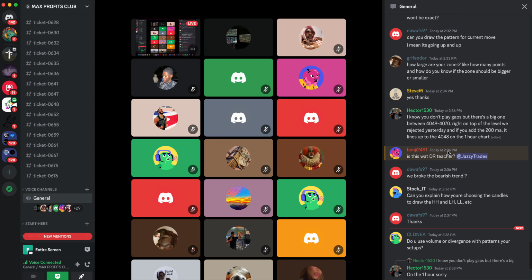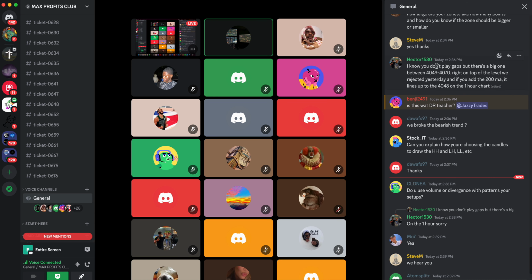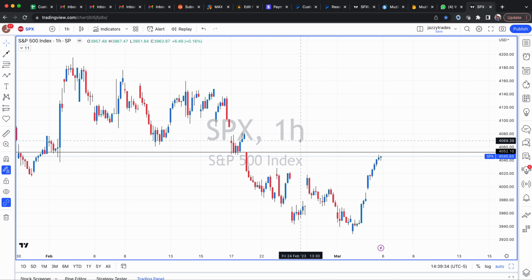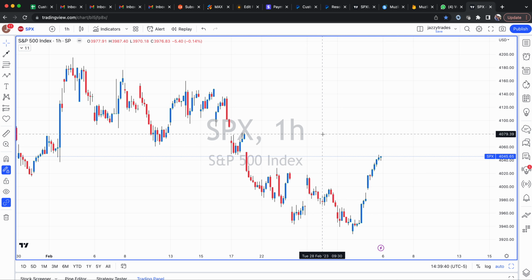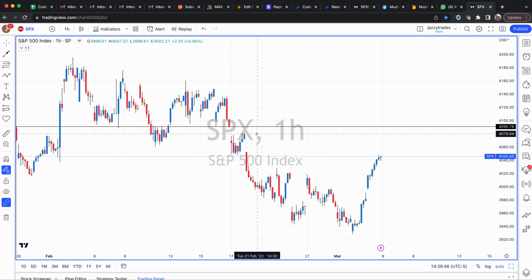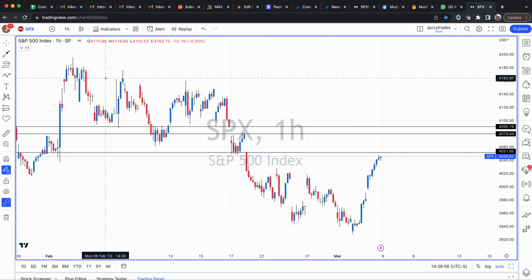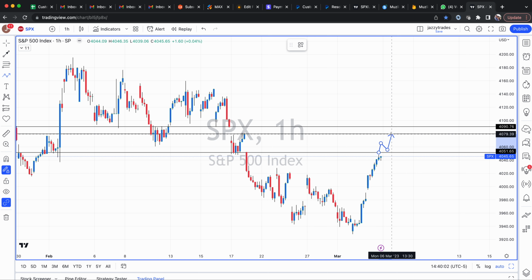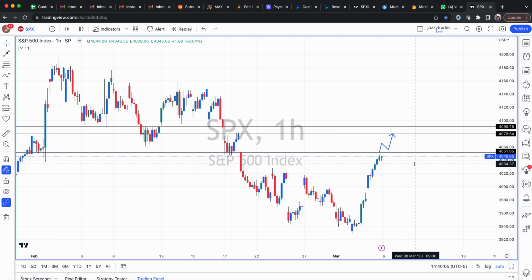Okay, awesome, I'm back. So Hector is saying 4049, 4070 on the 1 hour. Yeah, you're right. Look, there's a gap here. No, is this the gap? No, sorry, this is the gap. Price coming down, gap. So this is for sure a gap here. This one is a gap too. Price was coming down. Yeah, this is a gap. So what you're saying is price might do this. Yeah, of course. I just don't play it. That's fine. Or it might do this.